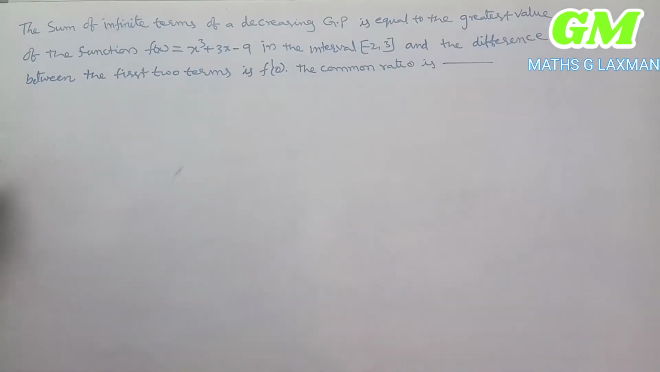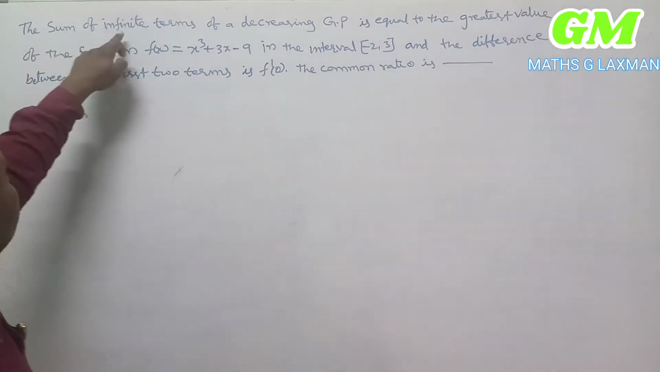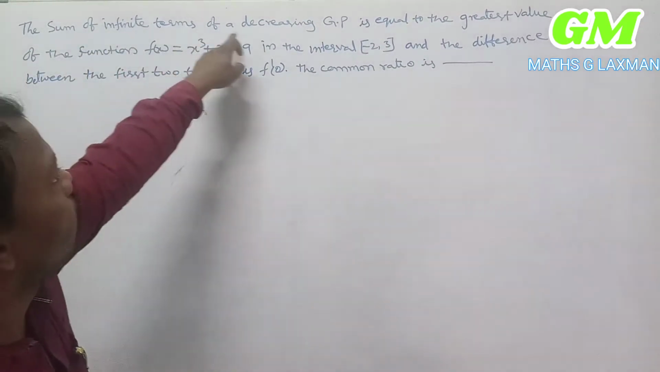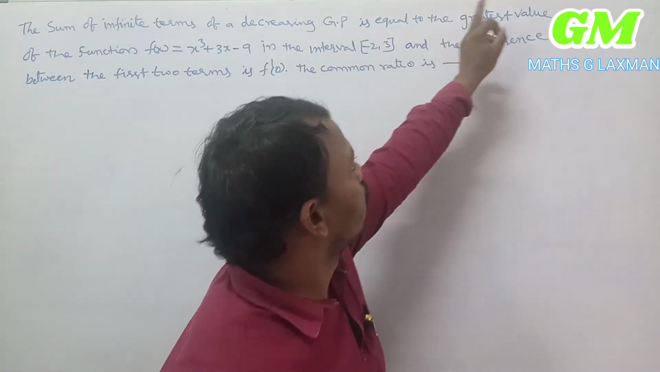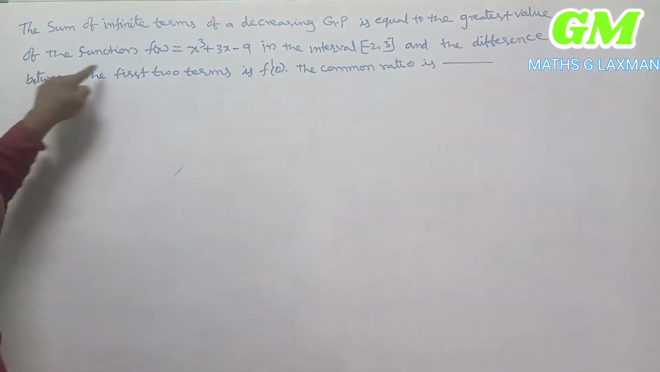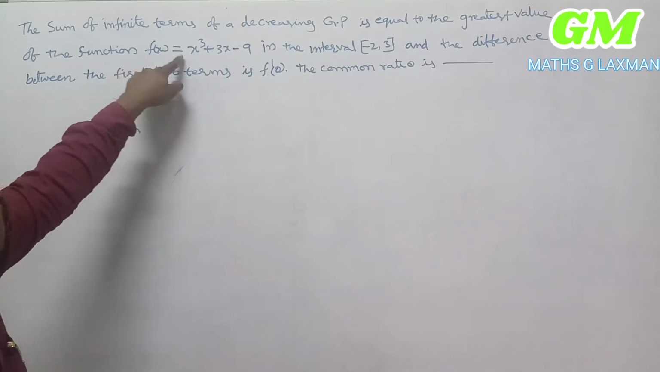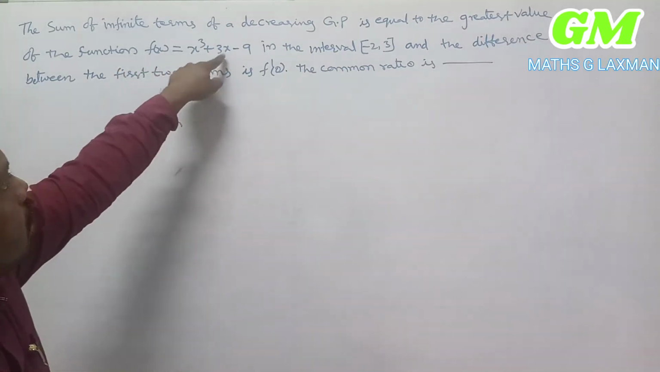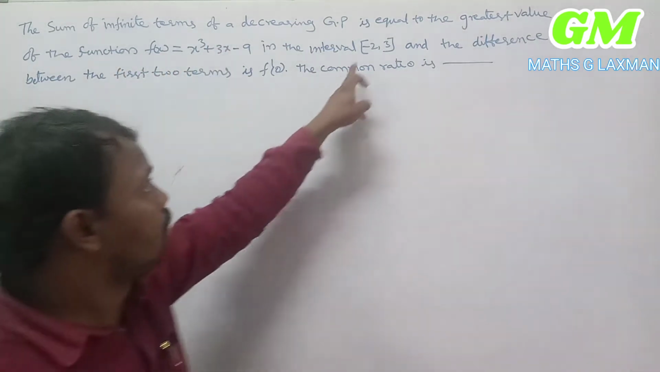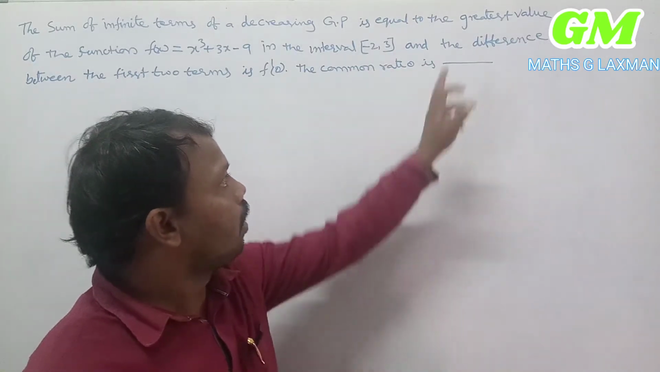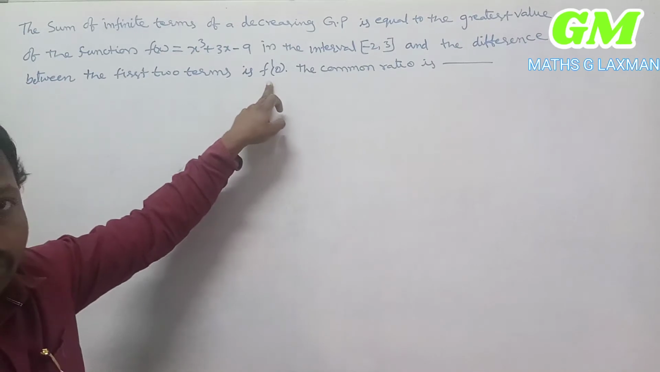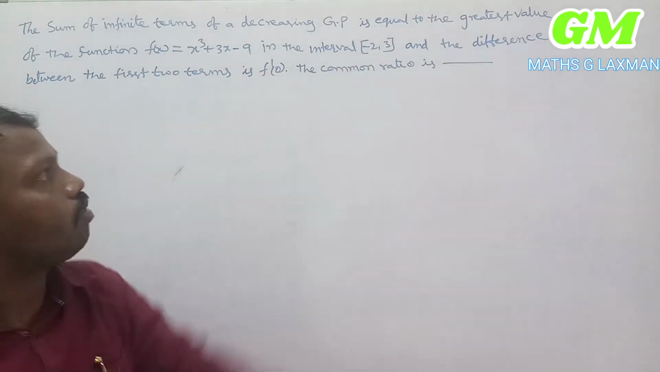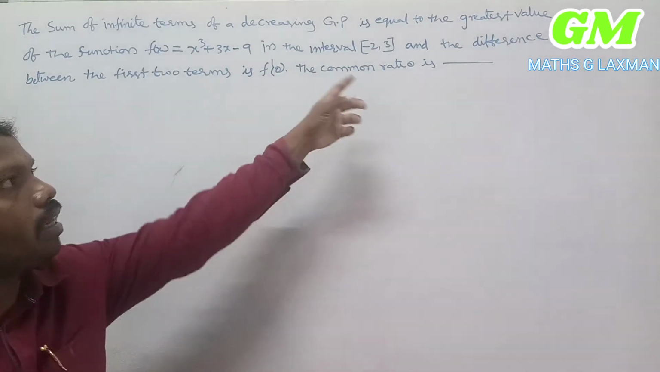Here the question is that the sum of infinite terms of a decreasing GP is equal to the greatest value of the function f of x equals x cube plus 3x minus 9 in the interval minus 2 comma 3. And the difference between the first two terms is f dash 0. Then what is the common ratio?